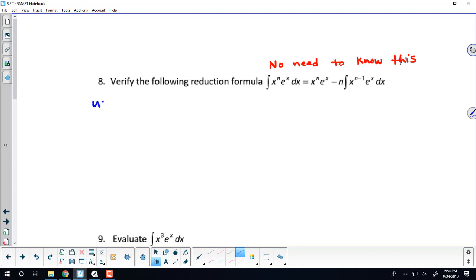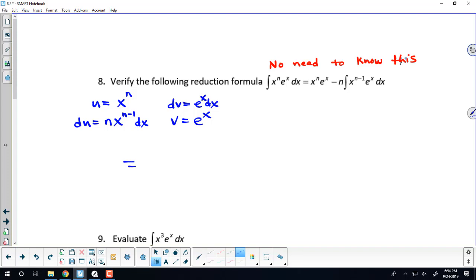But how this comes about is we've got an algebraic function with x to the n and an exponential function. So we would say our u is going to be x to the n, and our dv is e to the x dx. We have our v is e to the x, and du is n times x to the n minus 1 dx. So with that application of integration by parts, the reduction formula follows.